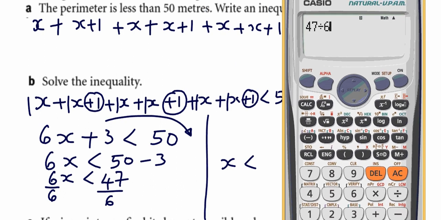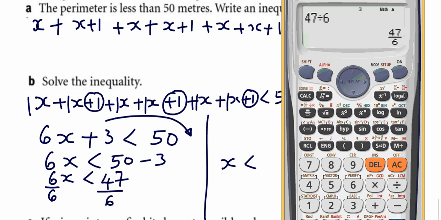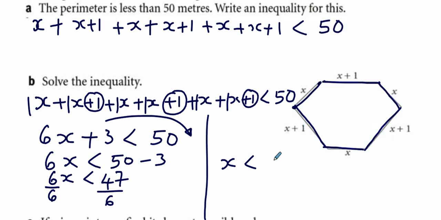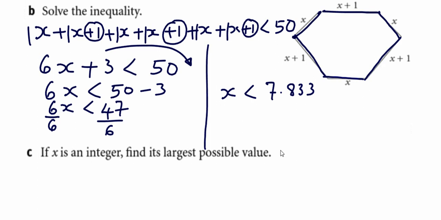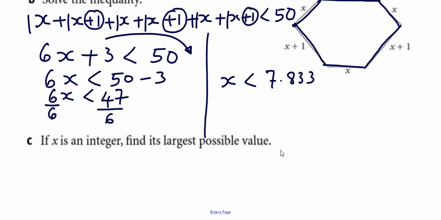47 divided by 6 will be equal to 7.8333 recurring. So 7.833. You can leave it here with 3 decimal places. Okay, so I'm done with solving. Now the question is, if x is an integer, find the largest possible value.